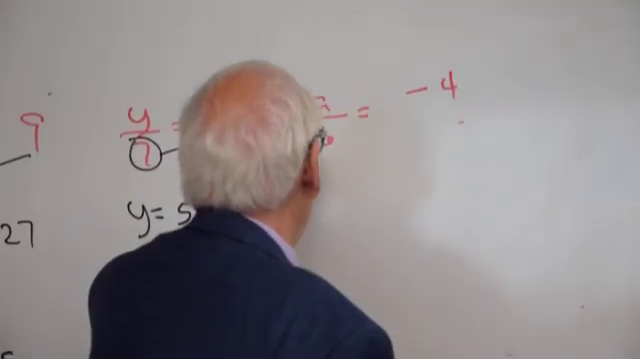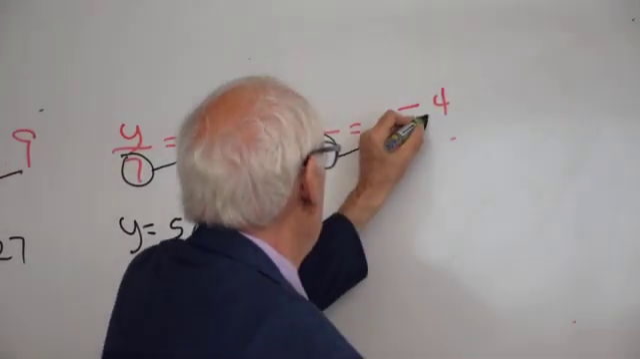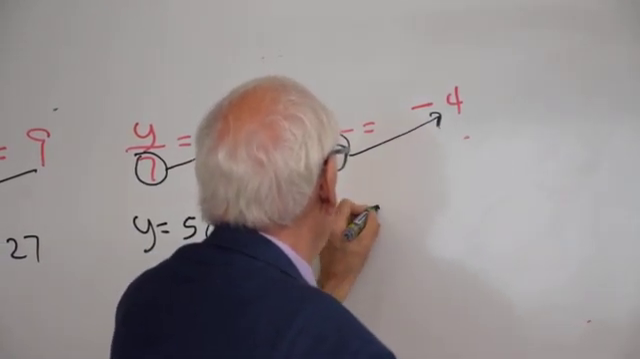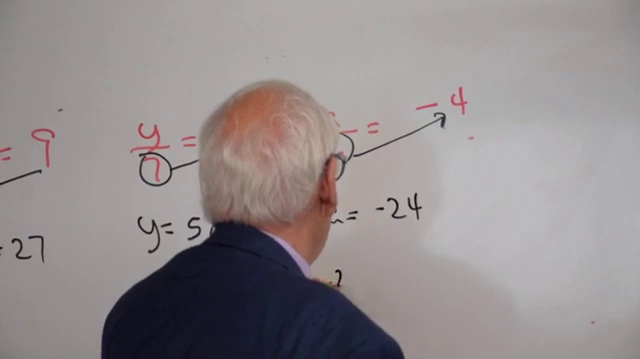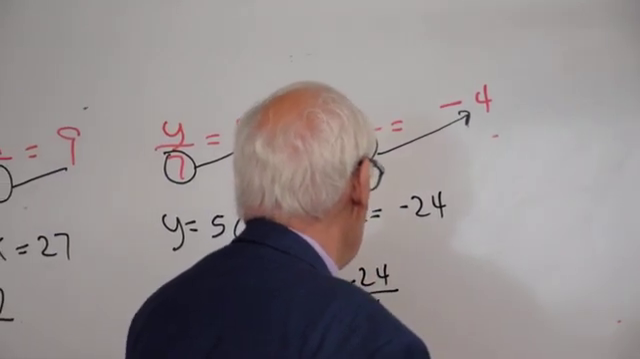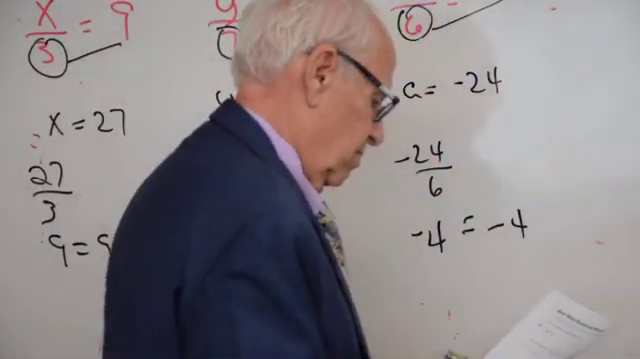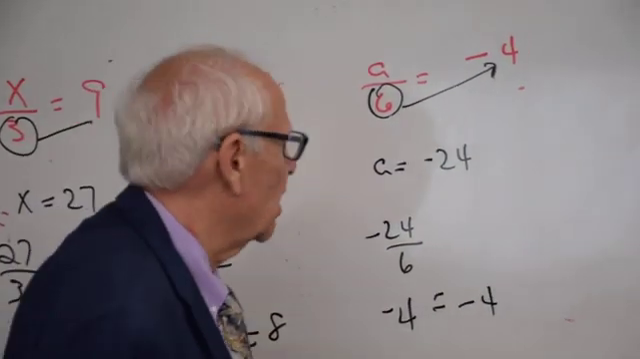What about this one? We're going to say a over 6. We're going to use the 6 times minus 4. a equals minus 24, right? So minus 24 divided by a plus 6. That's going to be a minus 4 equals a minus 4. You guys are great.